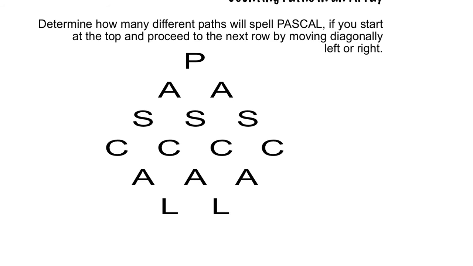So in this case, the P at the top becomes 1, and there's only one way to get to the A on either side. And just like Pascal's triangle, all the outside letters are only accessible in one way. The inside differs a little bit. Again, just like Pascal's triangle, there's two ways to get to that middle S.